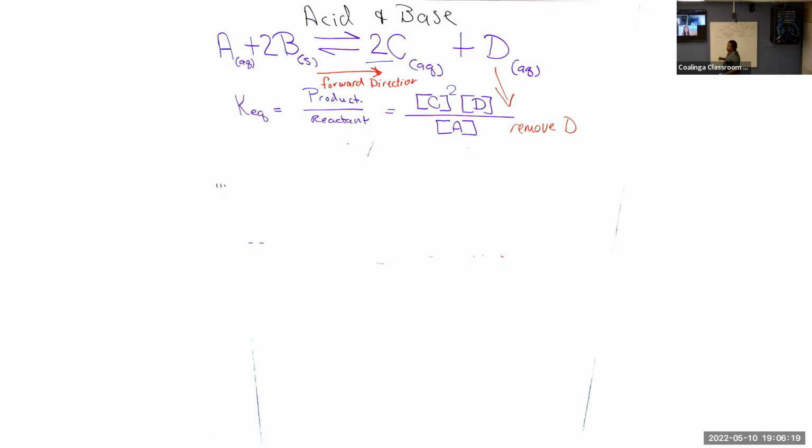Okay, can you repeat that one more time? I said, if I remove D, the equation is going to push it in the forward direction until it gets back to the same amount of D that should be there. So back to that equilibrium value. Okay, so it's going to drive the reaction forward so we can make more D. So it's going to do that until it reaches equilibrium again. Oh, yes, until it reaches equilibrium again.